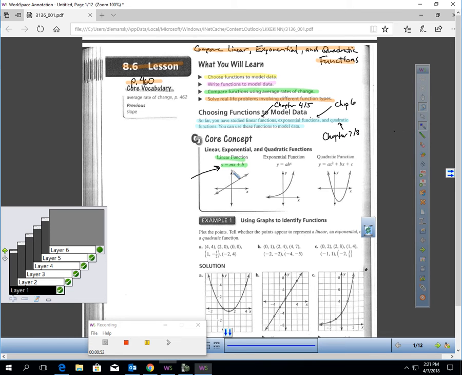Linear functions. Remember, linear means straight line graph. Linear functions can always be written in slope-intercept form. Remember, y equals mx plus b.